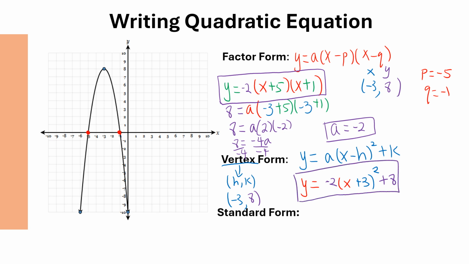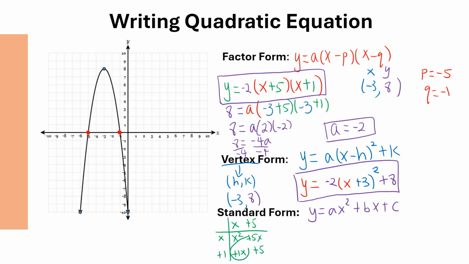For the standard form, the equation is y equals ax squared plus bx plus c. You can either use the factor form or the vertex form to convert it into the standard form. We are going to use the factor form, where we multiply x plus 5 times x plus 1 using the table method. So we have x plus 5 times x plus 1, and that gives us x squared plus 5x plus 1x and then plus 5.